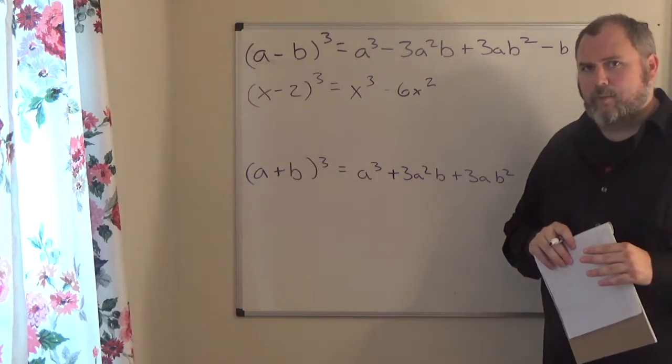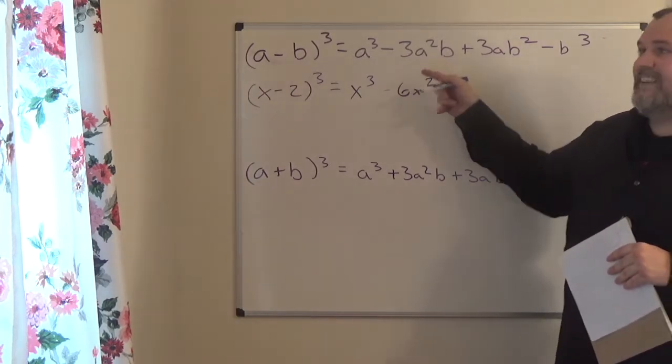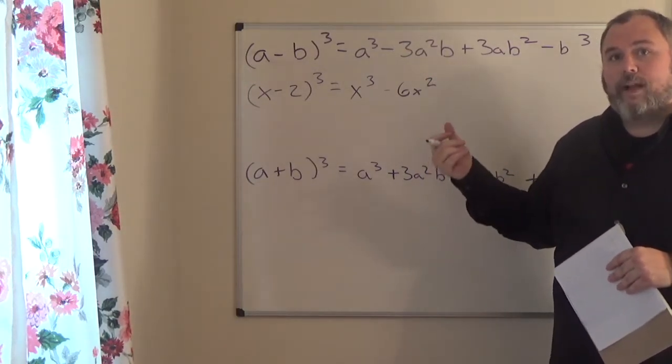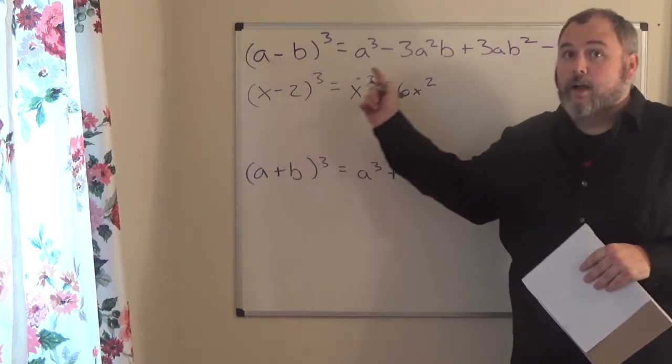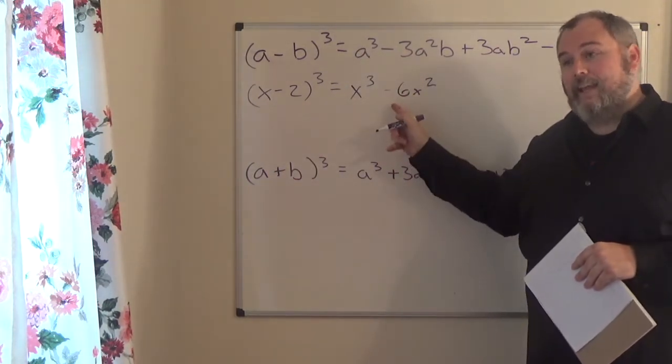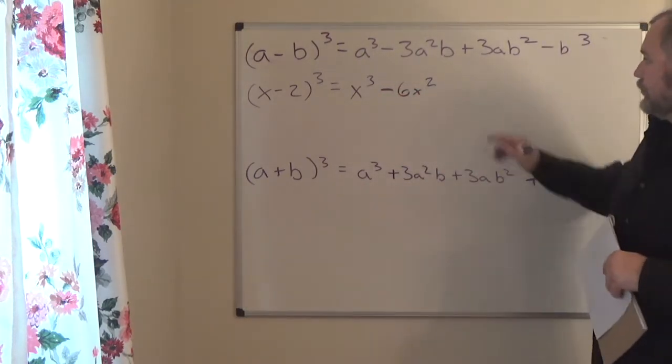Let me do that one more time with you just to make sure you're up with me. We are going to take the first term, square it, that gives me x squared. Multiply that by the second term, which is 2, that gives me 2x squared. Multiply it by the negative 3, I get minus 6x squared. Now let's do the next one.